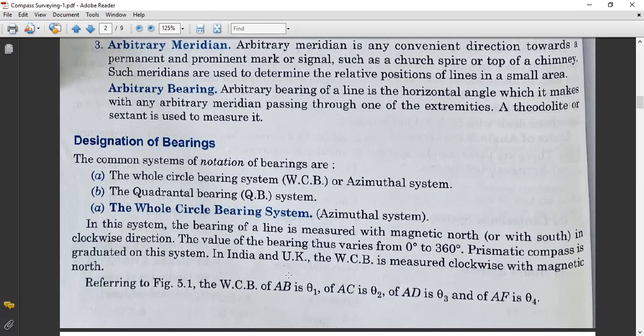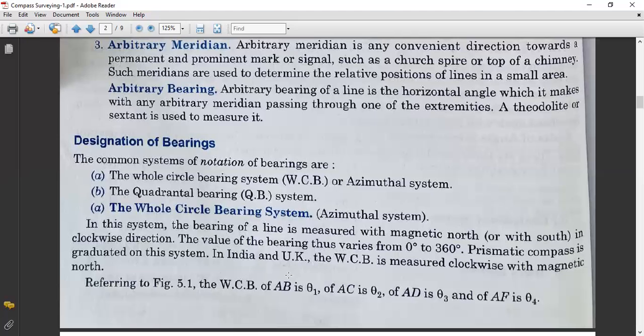In the whole circle bearing system, we always measure the bearing of the survey line in clockwise direction, from north to south, and the value of the bearing varies from 0 degrees to 360 degrees. It may be 0 degrees, 1 degree, 2 degrees, 10 degrees, 50 degrees. It varies from 0 to 360 degrees. We use this system in the prismatic compass. The prismatic compass is graduated on this system.